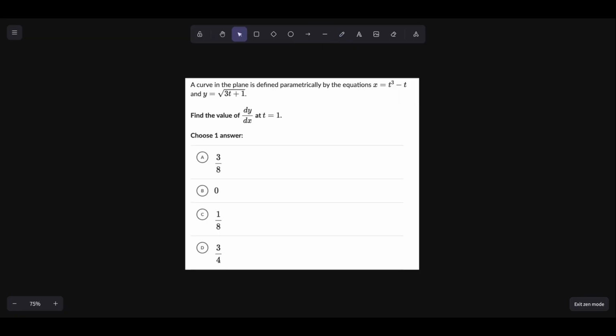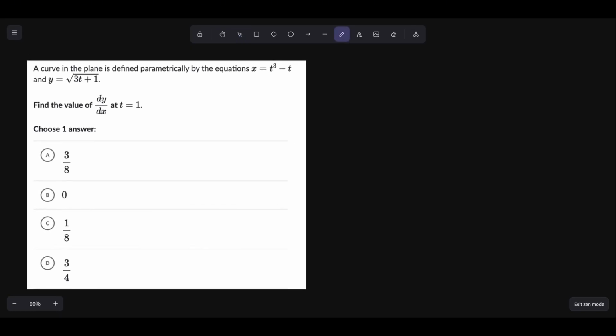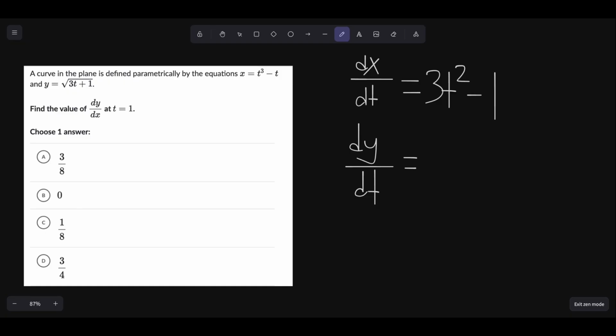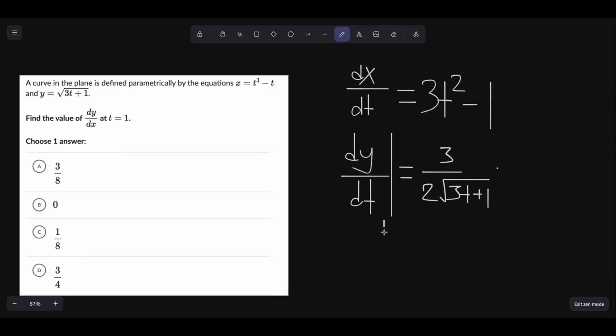All right. So here's another practice problem that I want y'all to work on. We found dx over dt, and then dy over dt. Well, this is just chain rule. So 1 over 2 radical 3t plus 1, and then multiplied by 3. So there's a 1 there, but multiplied by 3. And then we want to find dy over dx when t is equal to 1. So first, let's just find dy over dt when t is equal to 1. And let's just find dx over dt when t is equal to 1.